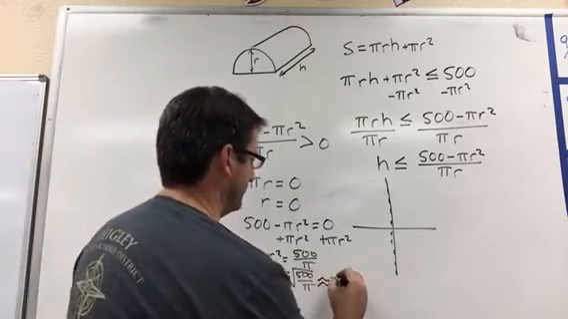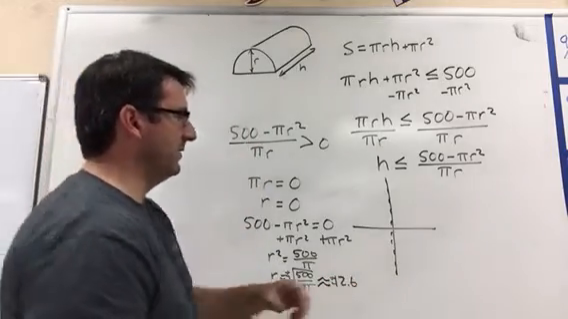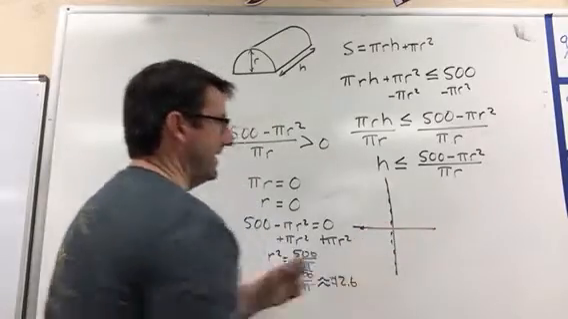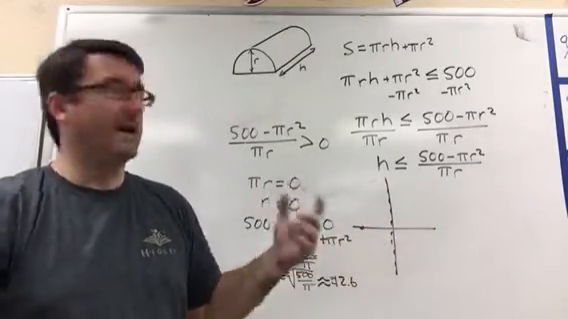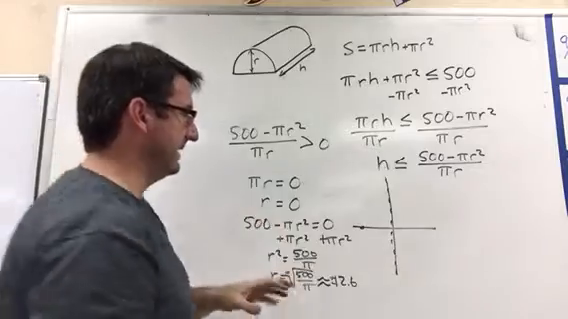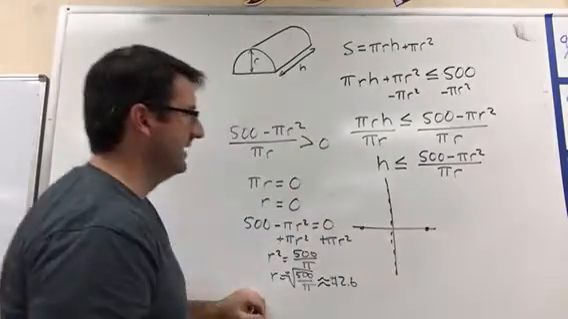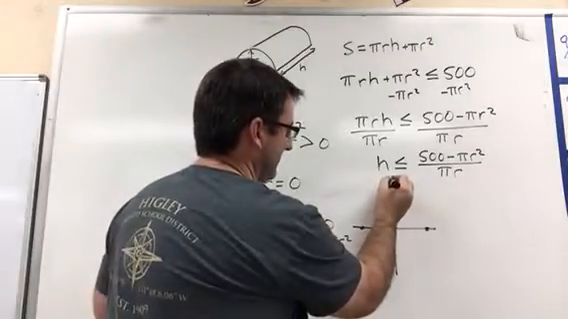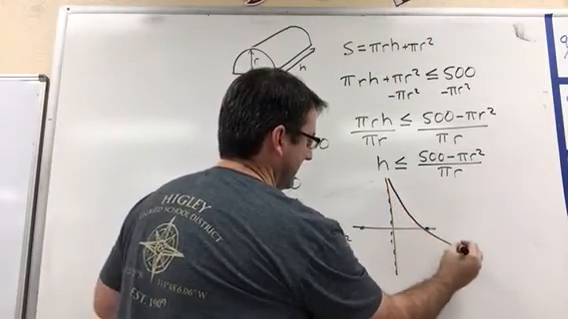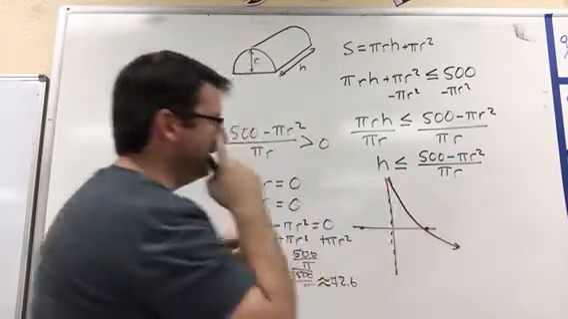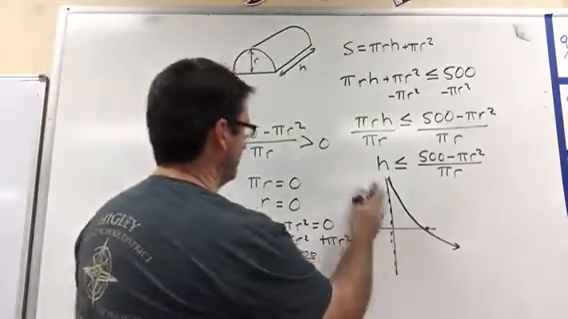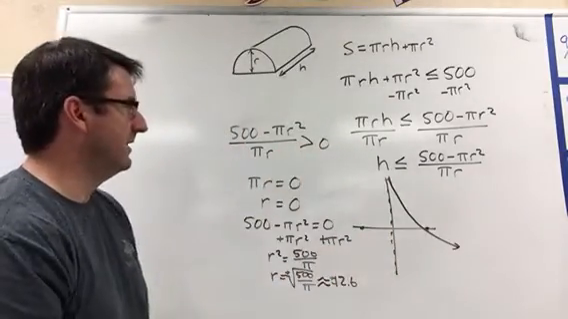Plus or minus 12.6. But notice that we don't care about the minus. That would mean that our r is negative. The radius is negative. That doesn't make any sense. But the 12.6 would be out here. And if we graph this, we'd get a function that looks kind of like this. And we care about just this portion, the part that is greater than 0.